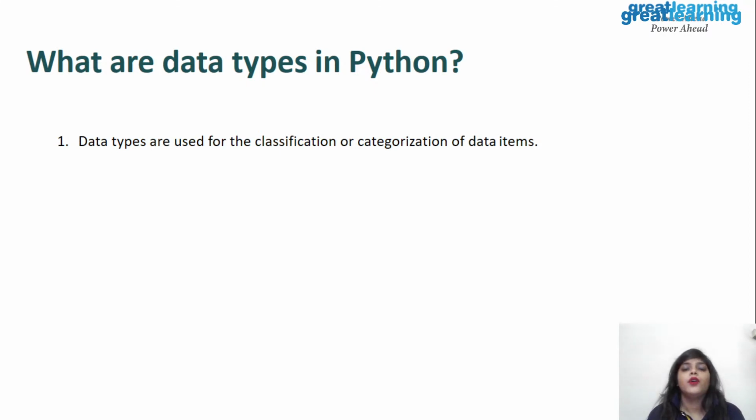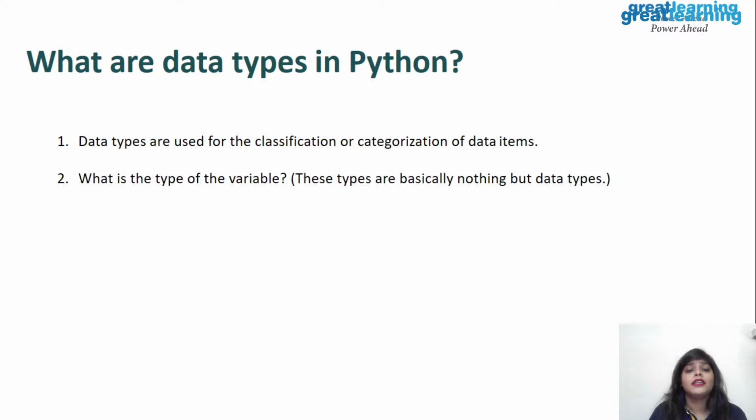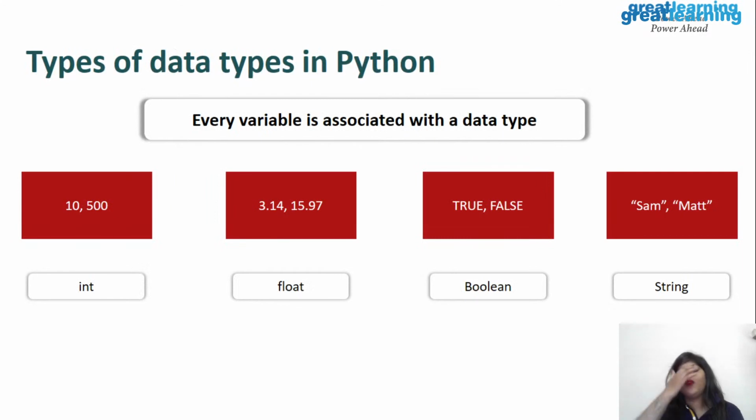Now we are going to talk about data types. Data types are used for the classification or categorization of data. We have int, float, string. Yes, we also have list, set, all these types of data types in Python. So what is a data type? A data type is nothing but what tells you what type of data you have.